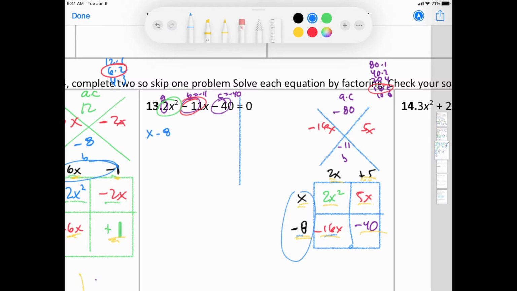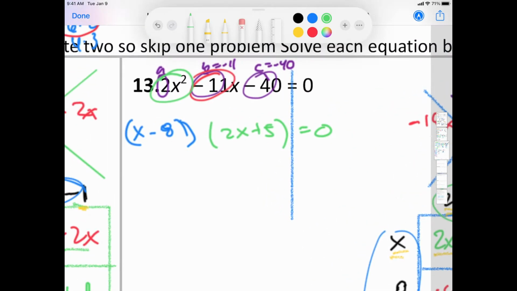So x minus 8, 2x plus 5. And remember, check your answer. We've done that before in the warm-ups. You can use your FOIL. All right, 2x plus 5 equals 0. Subtract 5 from both sides. 2x equals negative 5, divided by 2. x equals negative 5 halves.